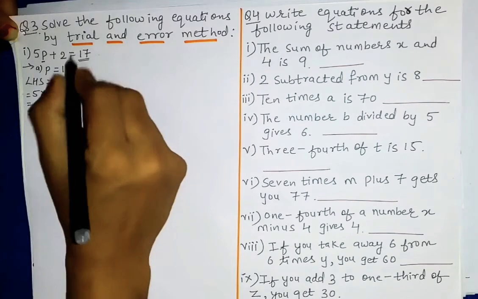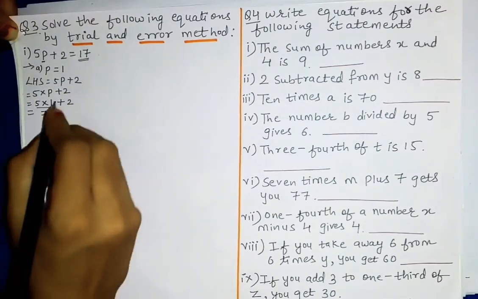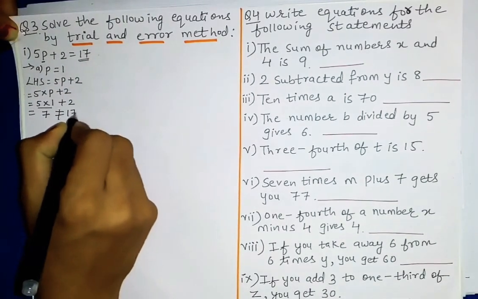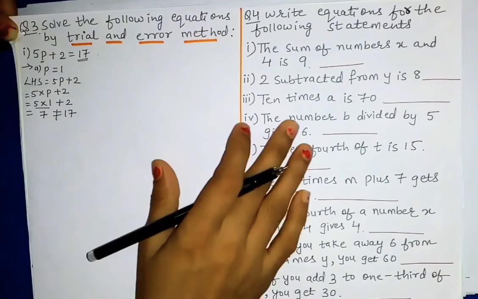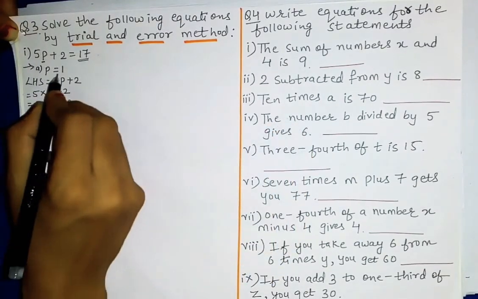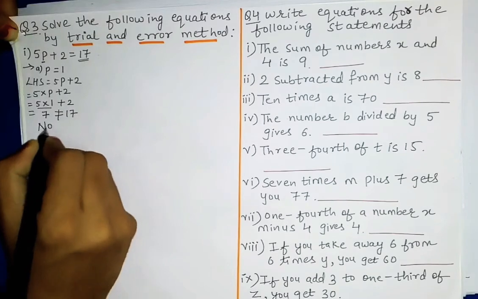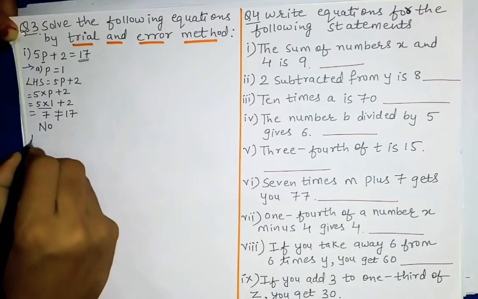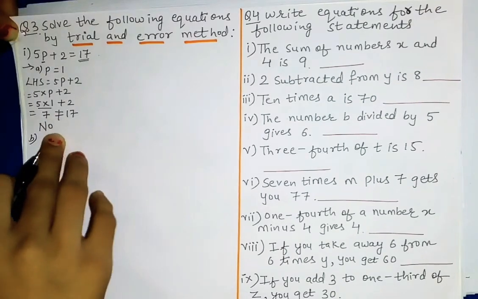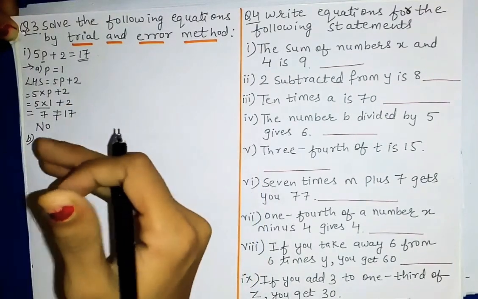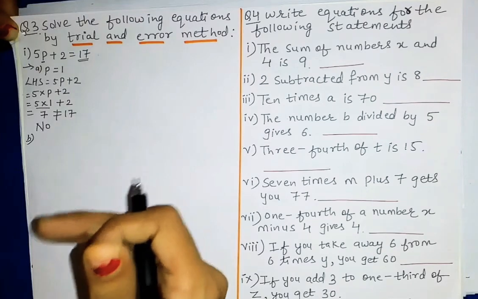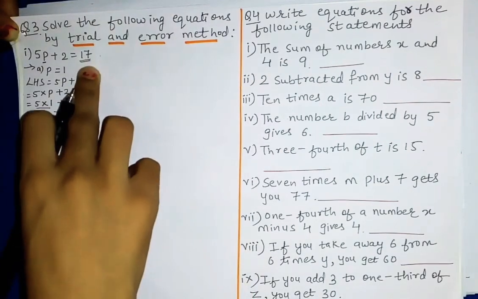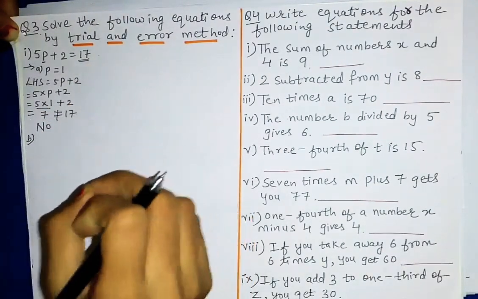But what we want is 17. Now 7 is not equal to 17. Here LHS is not equal to RHS. So this value which I have taken is not the correct value. So you can write no. Now I will take a second value. In the first value I have not got the answer. So this way you have to go on taking values and go on doing it till you get this answer. So you have to find out the correct value.